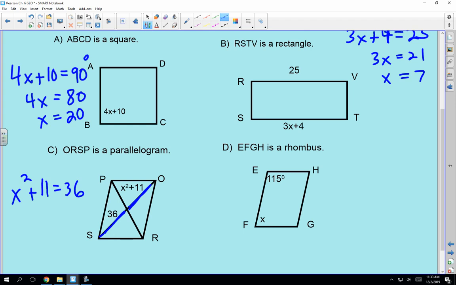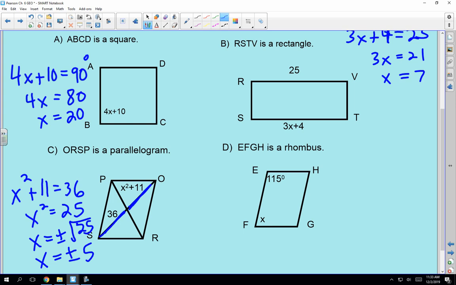Subtract 11 from each side. x squared equals 25. So you should have a plus or minus 5, plus or minus the square root of 25, which is plus or minus 5. Does the negative 5 work? Can you plug in the negative 5 here and still get a positive 36? You can, right? Because when I square negative 5, I get positive 25. Plus 11 is 36. So x equals plus or minus 5. Either one would work.